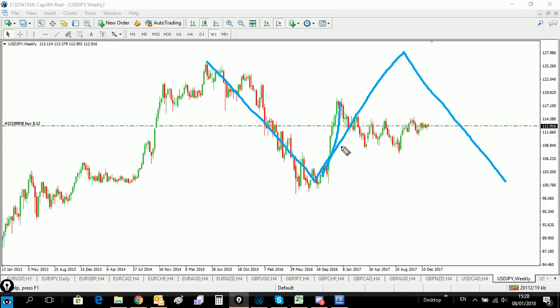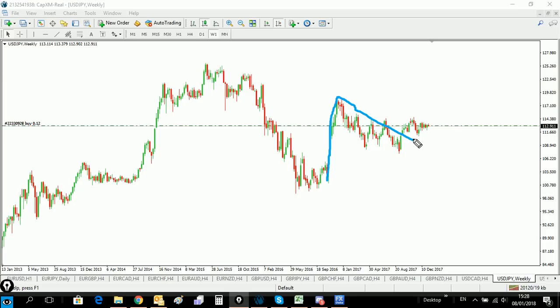So we've had that initial impulse. Let me just clear that up for you. So we've had this initial impulse over here, this being the corrective structure, and I'm expecting the second impulse up to that point over there, which would actually tie in with what I'm expecting to see on this time frame over here. So break of that high, and then we will see a reversal from that point.